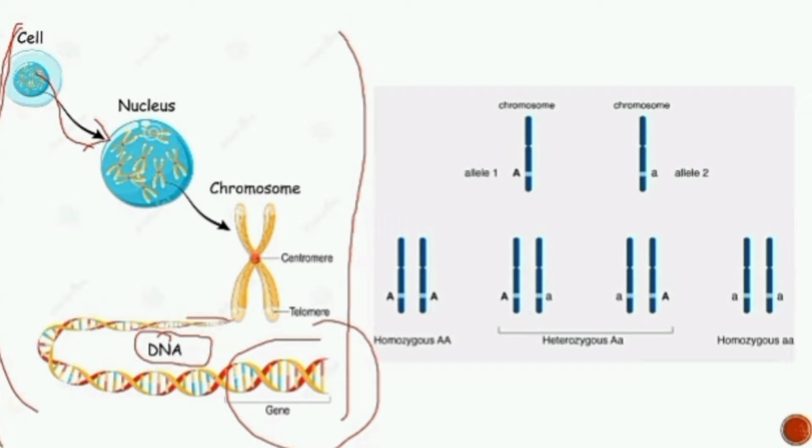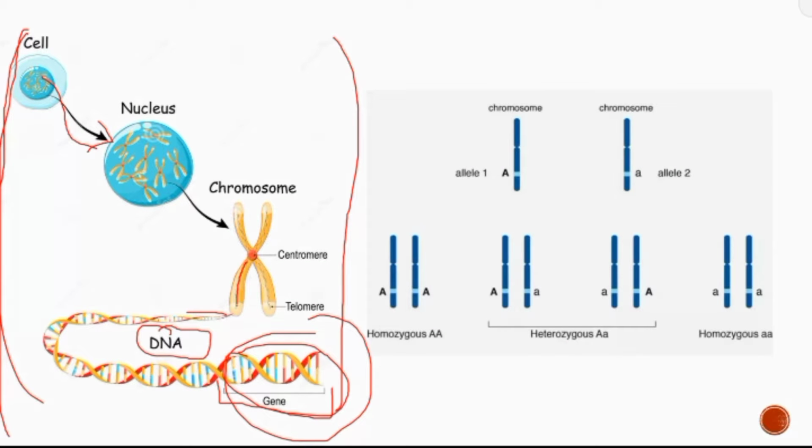So on those chromosomes the DNA is present, upon which the gene is present. Different genes will have different locus on the chromosome. Locus means what? The position at which that gene is present is called the locus. Understood this much?